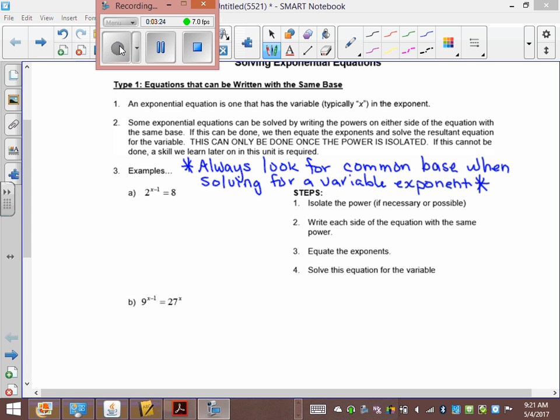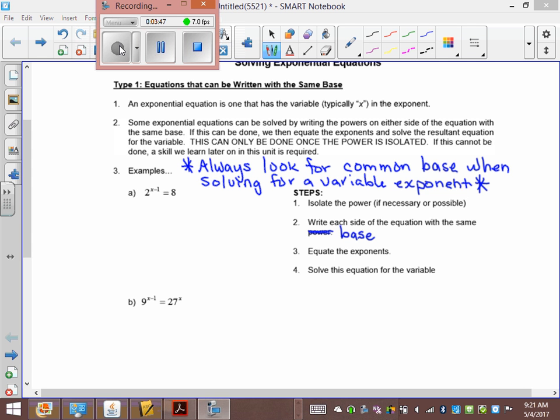So the very first thing you want to do is isolate the power if necessary. So you want to get it by itself. So it's over here by itself. Write each side of the equation with the same base. I don't know why that says power. That's a typo. With the same base, not power.